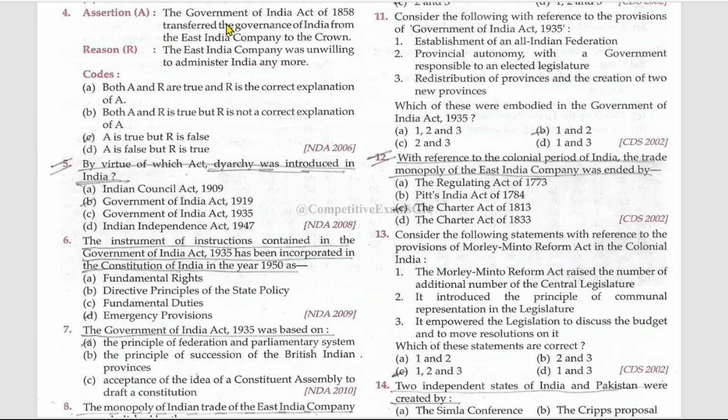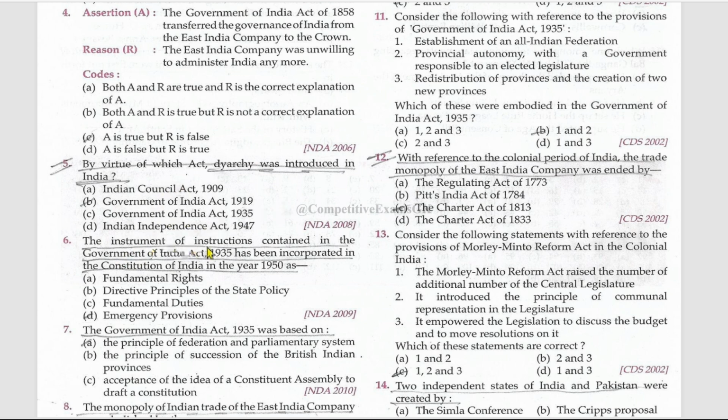Assertion and reason. The Government of India Act of 1858 transferred the governance of India from the East India Company to the Crown. True. The East India Company was unwilling to administer India anymore. No, this is false. By virtue of which act diarchy was introduced in India? Government of India Act 1919.